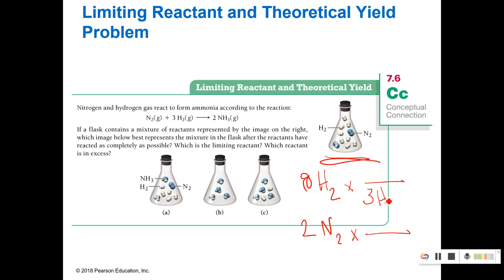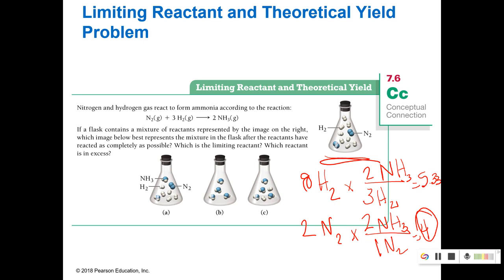I need 3 H2s for every 2 NH3. So this is our mole ratio piece. So 2 NH3 to 1 N2. And I get 16/3, which is 5.33. And I get 4. Okay, so here is my theoretical yield. I can only make 4 NH3s.